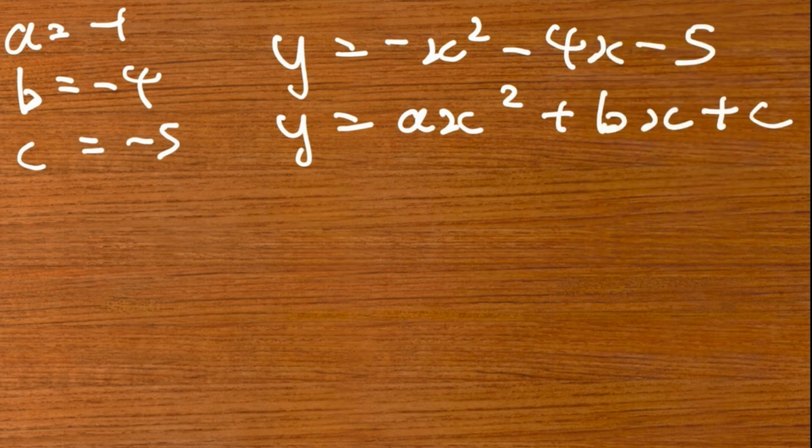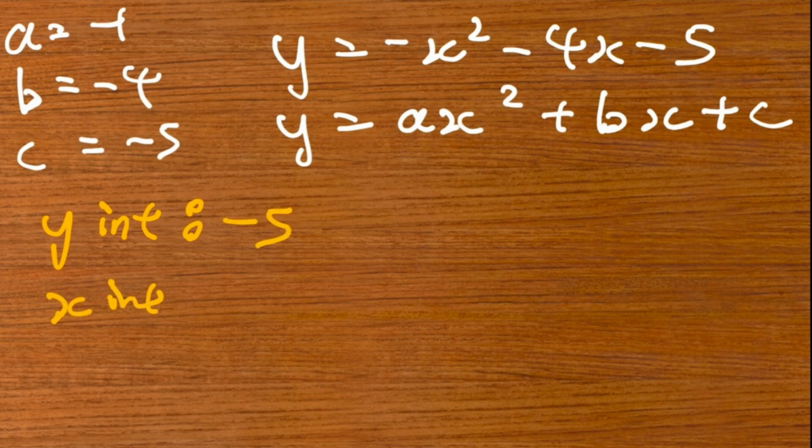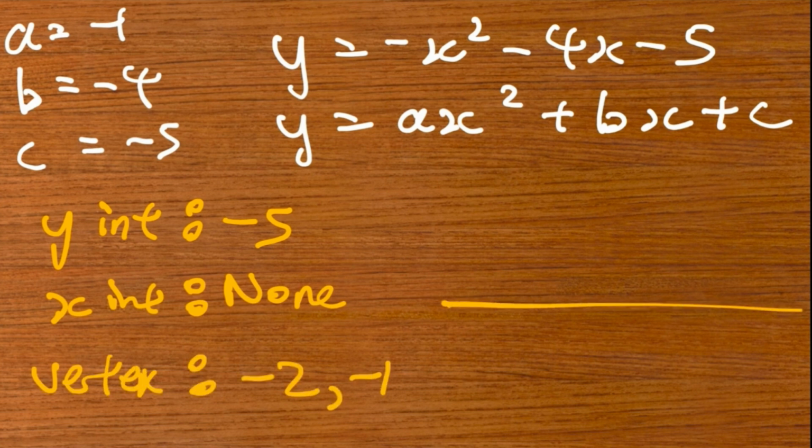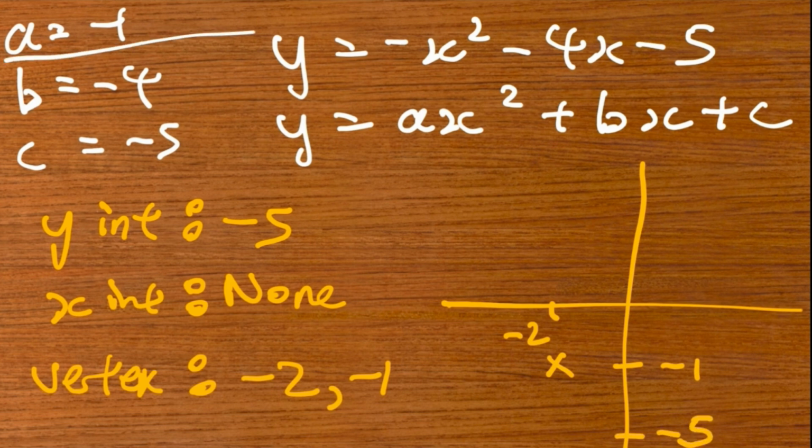Now that we have our x-intercept, our y-intercept, and our vertex, we can sketch the graph. So to recap, the y-intercept is -5. The x-intercept, we have none. And the vertex is at (-2, -1). So this will be the graph. Negative 2, negative 1, and the y-intercept is -5. Also take note that the parabola is inverted because a is -1. So it should look like this. So that's all for all the possible graphs.